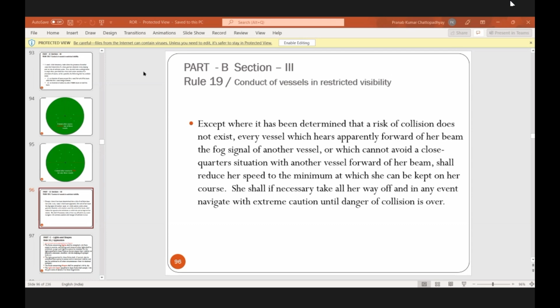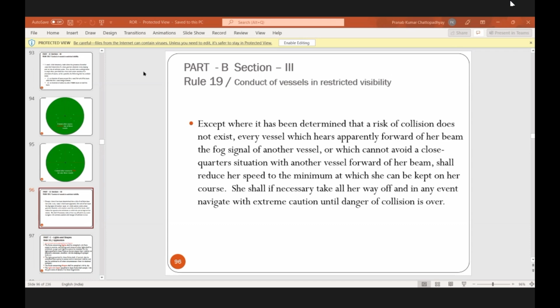And aisa action aap kab tak karoge? Jab tak danger of collision is over. Are wo kaise pata chalega danger of collision is over? Can someone tell me? Aap to risk of collision determine nahi kar sakta hai, lekin ओवर कब कैसे पता चलेगा? दैट मीन यू, दैट रेस्ट्रिक्टेड विजिबिलिटी फॉग मस्ट बी लिफ्टिंग अप, क्लियर हो गया, दिखाई देता है, तब आर यू मीन सो? नो सर, सर वो जब साउंड सिग्नल बहुत हल्का सुनाई देगा सर तो.